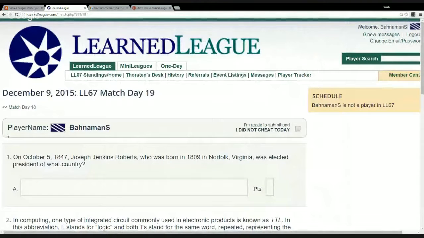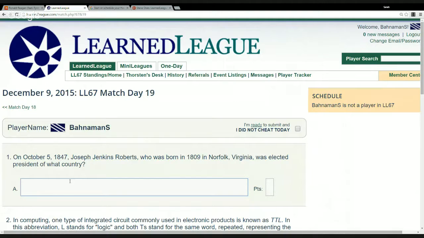First, on October 5th, 1847, Joseph Jenkins Roberts, who was born in 1809 in Norfolk, Virginia, was elected president of what country? Sorry. Yeah, so the only country that actually makes sense here is Liberia.